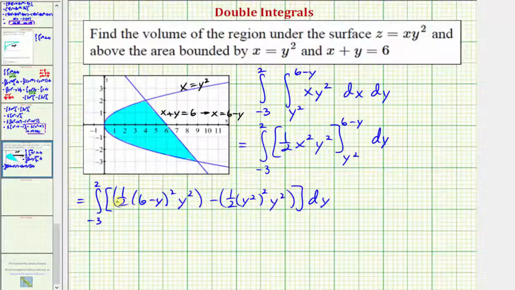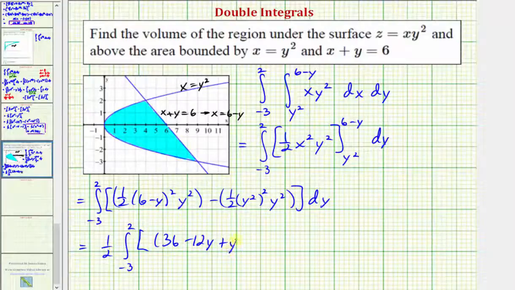Now let's simplify. Let's go ahead and factor out the 1/2. So we'd have 1/2 times the integral from -3 to 2 of the quantity 6 minus y squared, which would be 36 minus 12y plus y squared. We still have times y squared. And then minus, we'd have y squared squared is y to the 4th times y squared, that'd be y to the 6th. Next we'll go and distribute and then combine like terms. And let's do this on the next slide.